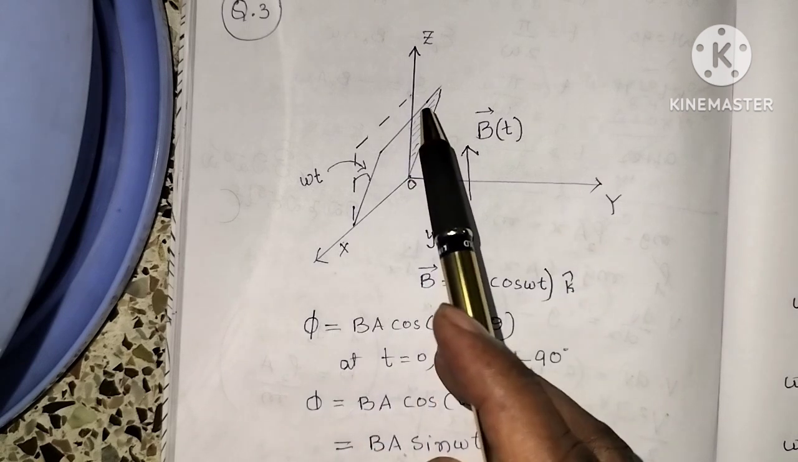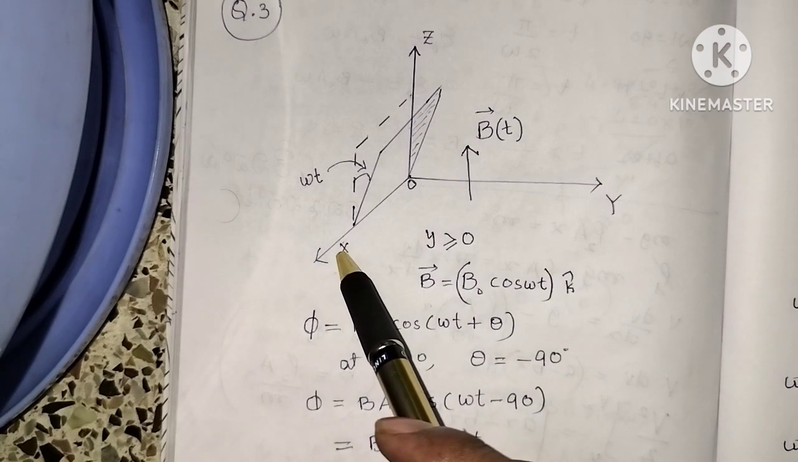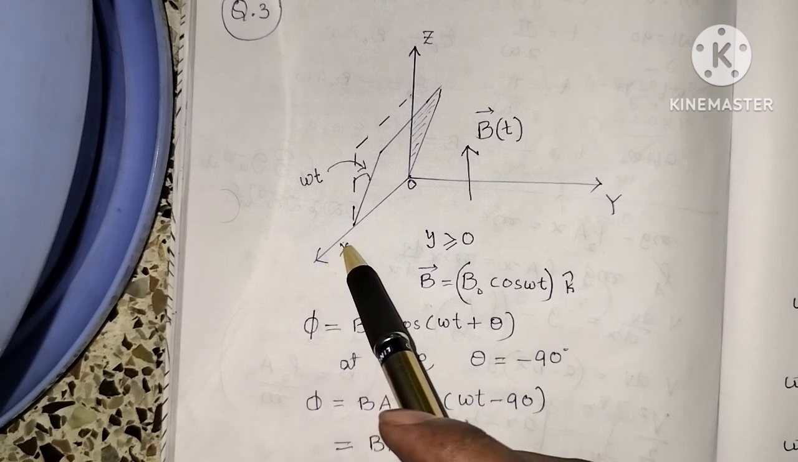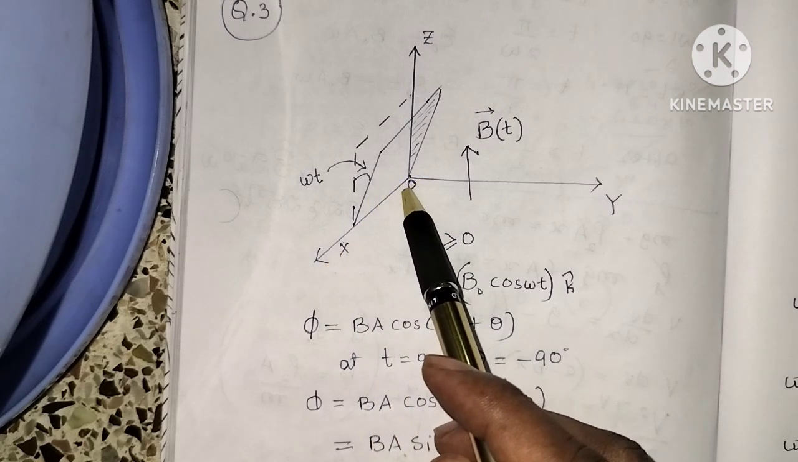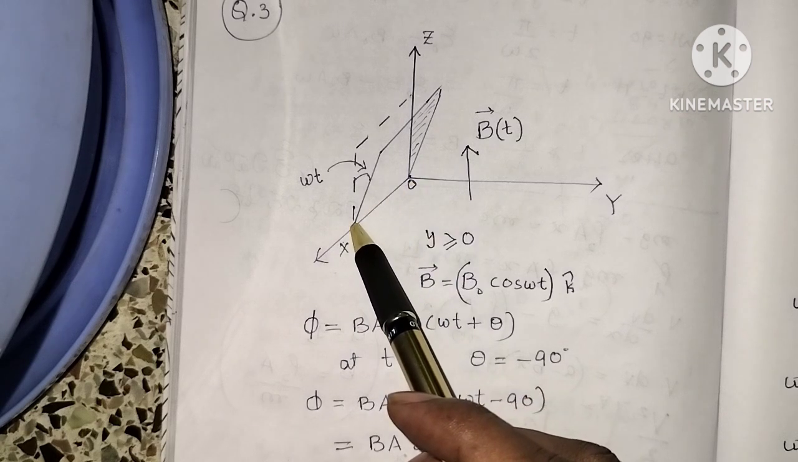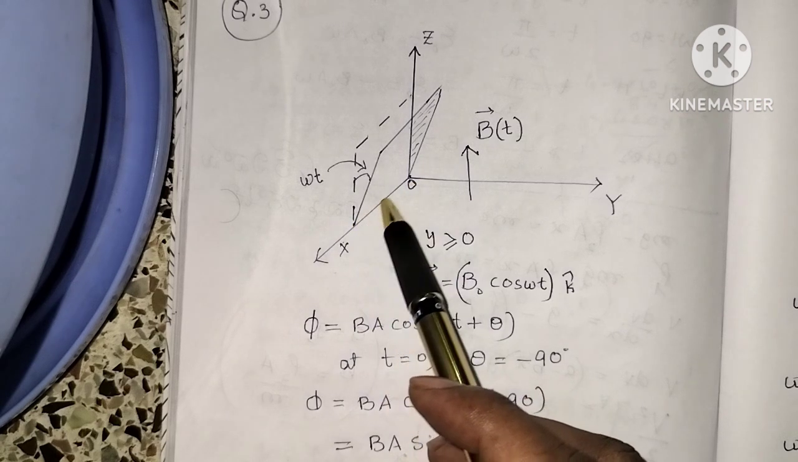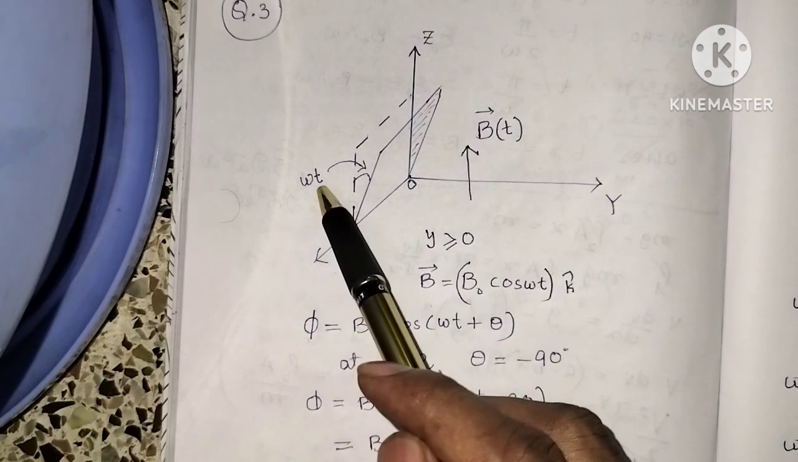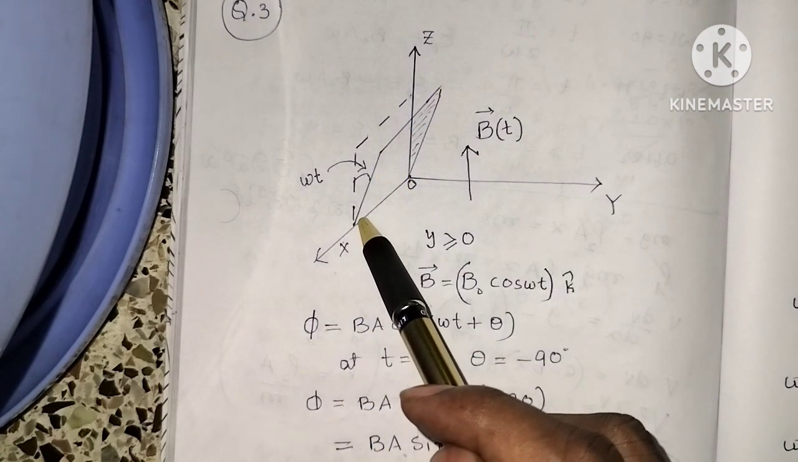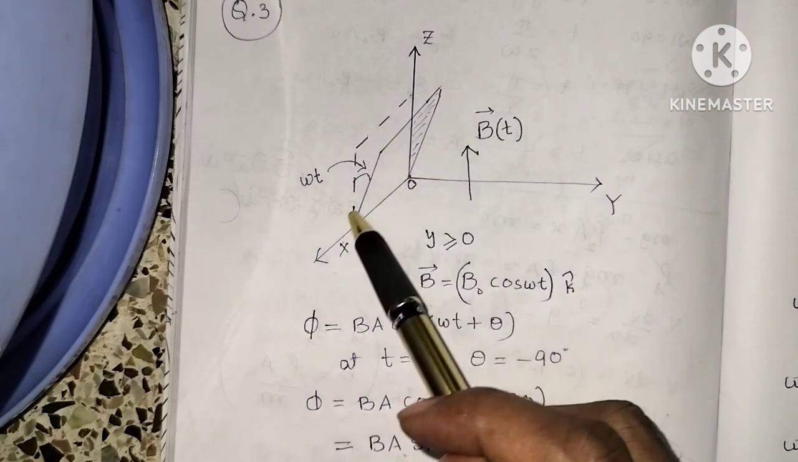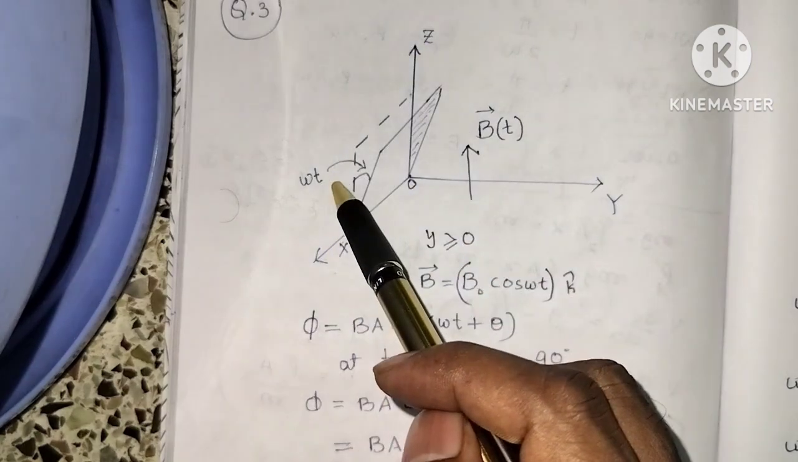x-axis, y-axis and z-axis. One conducting square loop is there, that is rotating about the x-axis. One edge of the square loop is connected or hinged with the x-axis like this. Initially at t equal to 0, the conducting square loop is in the xz plane.